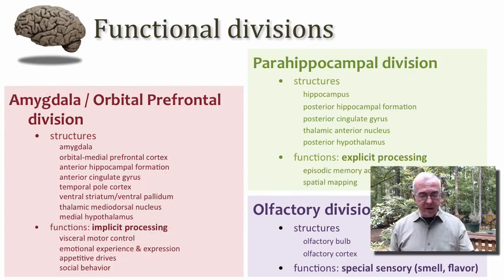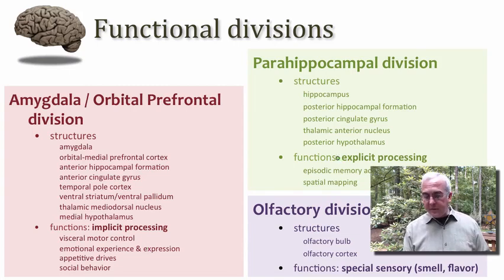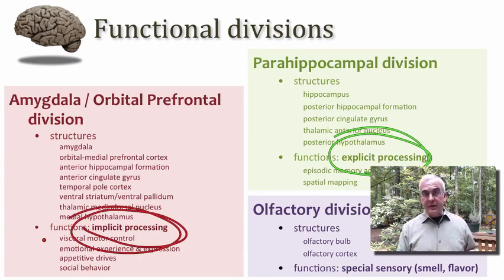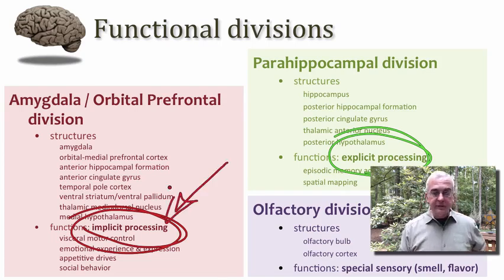So what I want you to pick out here is really this key contrast between the idea of explicit processing, which is associated with the parahippocampal division, and implicit processing, which is associated with the amygdala and the orbital medial prefrontal cortex. And it's really this implicit processing that is important for understanding the neurobiology of emotion.